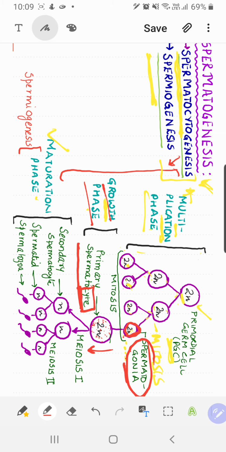Please mark this word, cyte. Primary spermatocyte. We can understand now that okay, the grown up phase is primary spermatocyte, and what is the chromosomal status within? I have written here diploid, 2n. 2n is still diploid. That means till now whatever cell division was going on was mitosis, and after mitosis spermatogonia was formed, and spermatogonia increased in size due to the growth phase, and the diploid status is still maintained, but we will not be calling it spermatogonia anymore. We will be calling it primary spermatocyte.